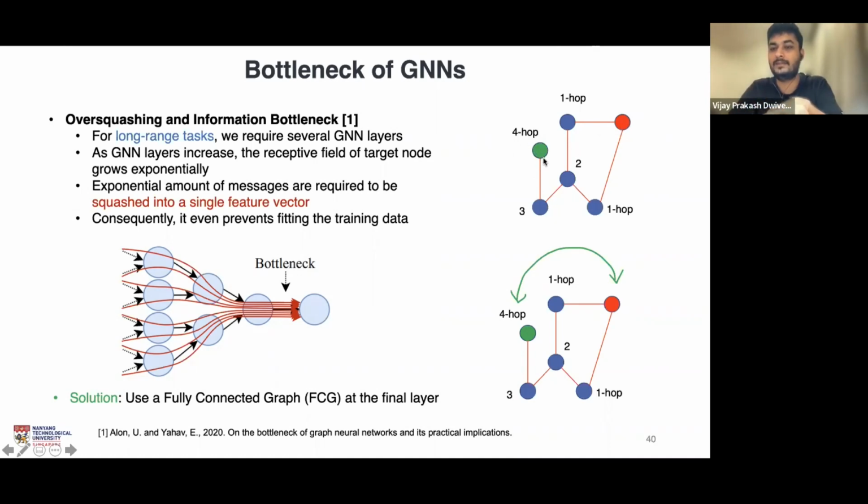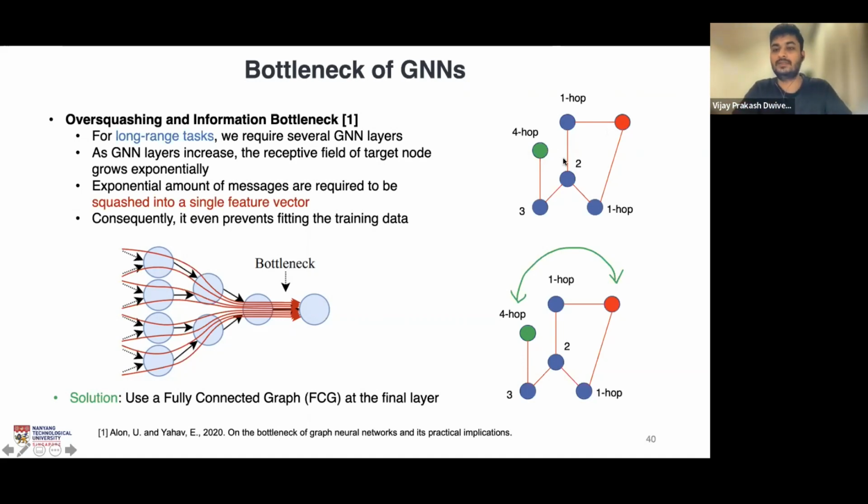If we know that the feature of this node is necessary to predict some information for the red node, it becomes a long range task. This still looks like a short range because there are only 4 hops, but consider this would be a big graph and the hop would be at a large distance, 10 hop, 20 hop, or 50 hop. Then those kinds of tasks are long range tasks because in these cases, information is important from distant nodes which are not directly connected to a node.